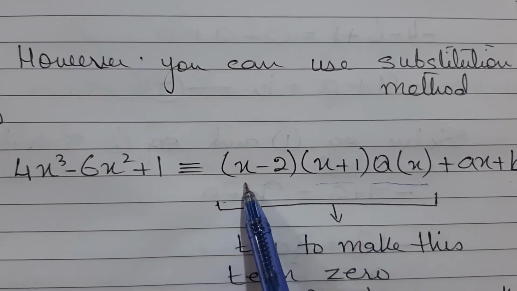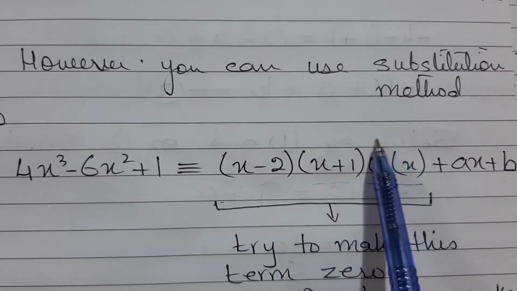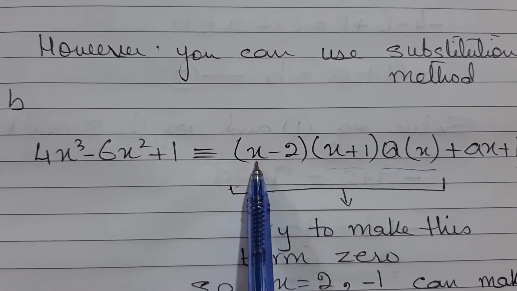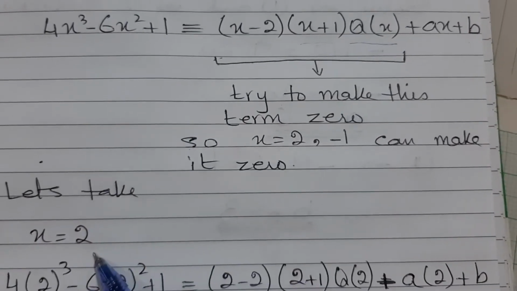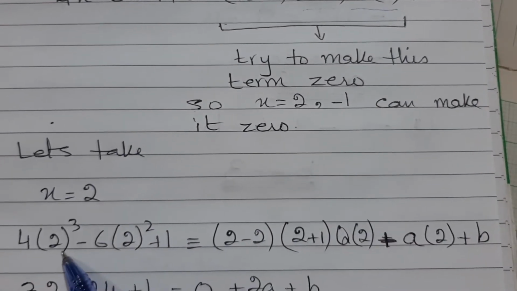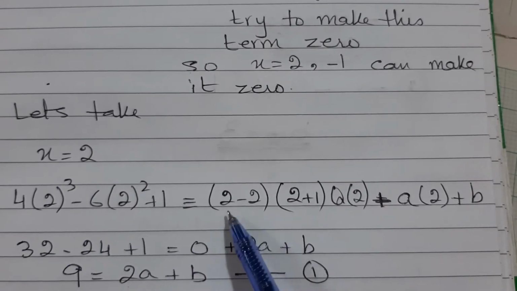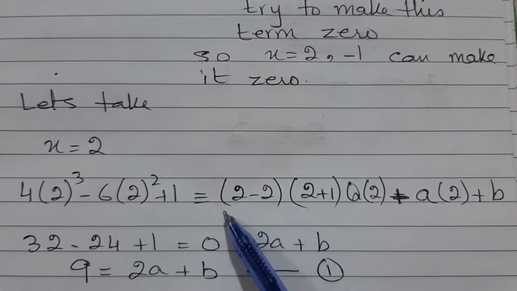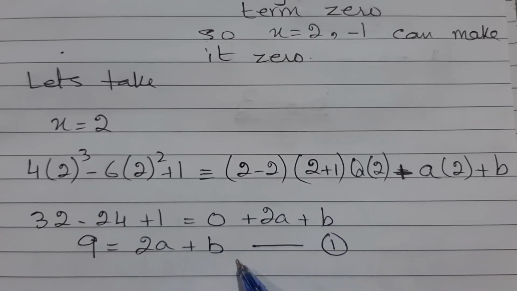Because if you take any other value of x, then again you will not be able to solve it because you don't know what function is here, right? So let's take x equals 2 and x equals minus 1. So when I take x equals 2, in this function I am substituting the value of 2 everywhere wherever it is x. Now 2 minus 2 is 0, so this whole term will become 0, because 0 multiplied by anything is 0. Okay? So I am left with 2a plus b.